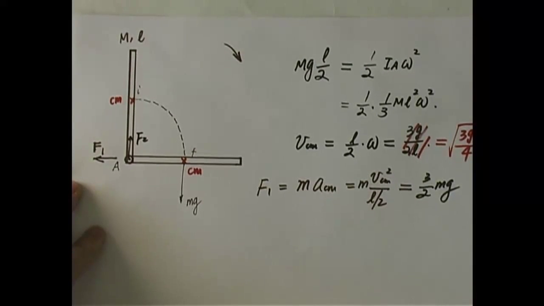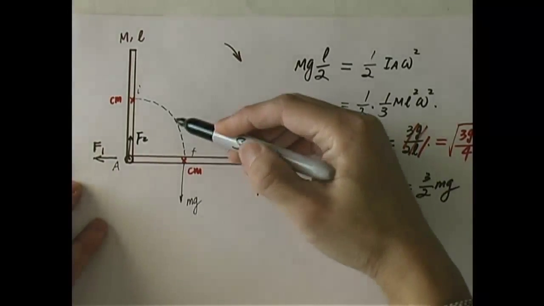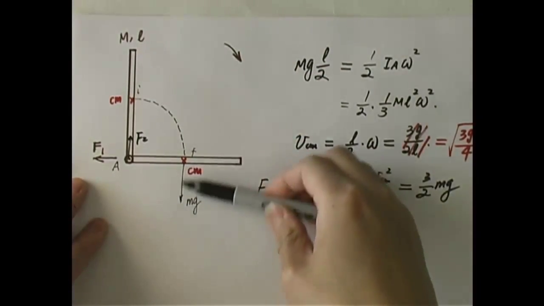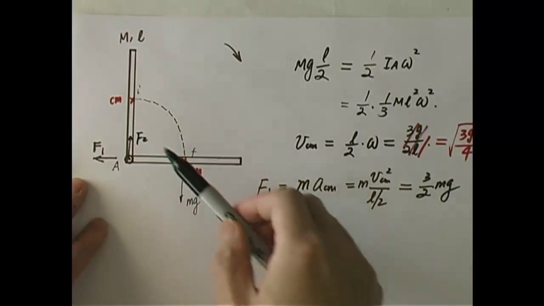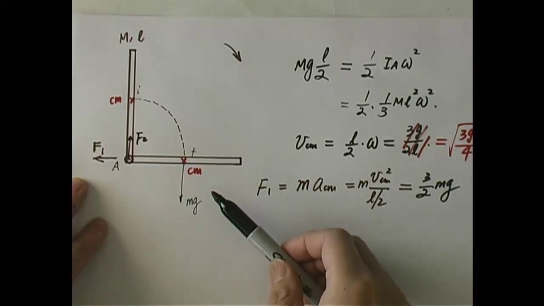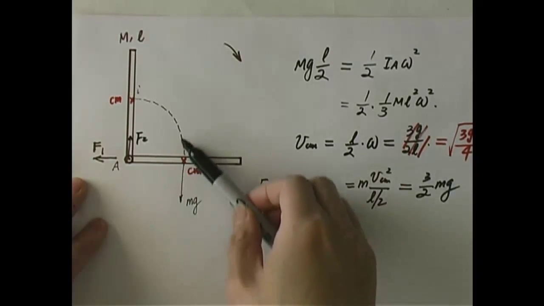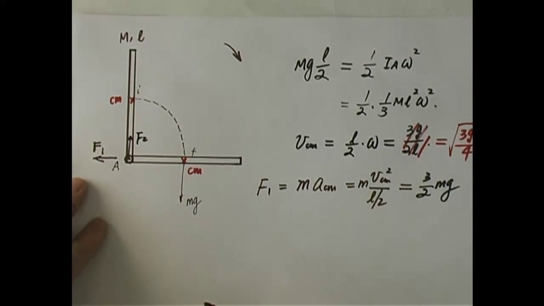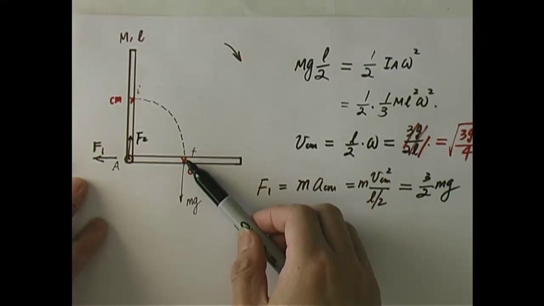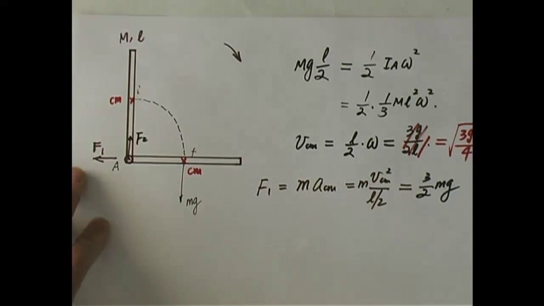Okay, now let's find F2. There are a couple of things we can do to find F2. If you look at the translation of motion in a vertical direction, I have mg going down, F2 going up, the difference is mg minus F2. That should be equal to mass times ACM in the vertical direction. What is ACM in the vertical direction? That equals alpha times L over 2. So all I have to do is find alpha. Okay, how do you find alpha?